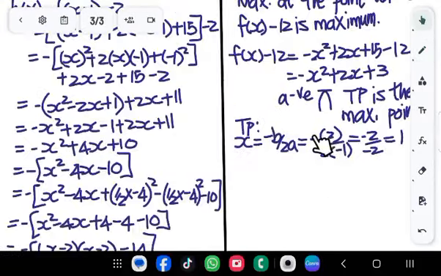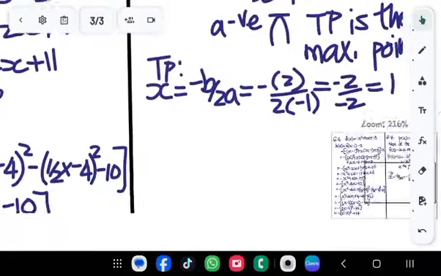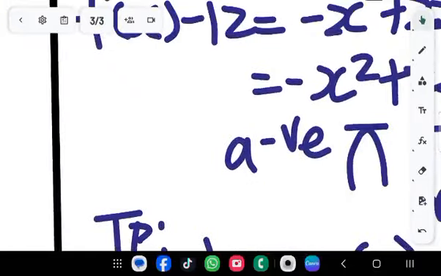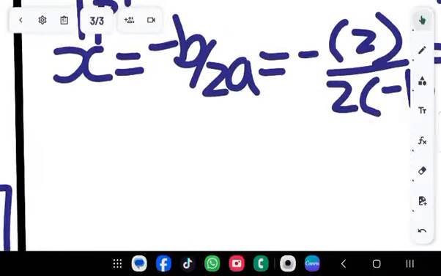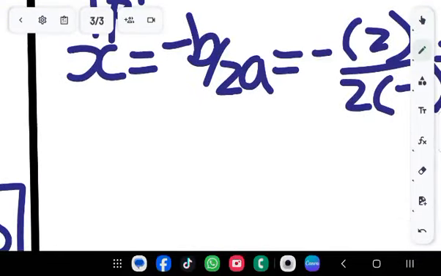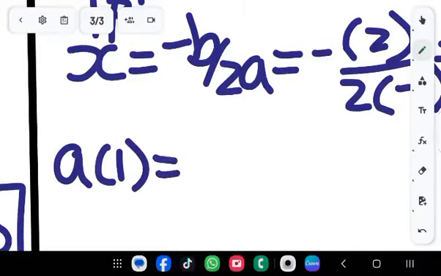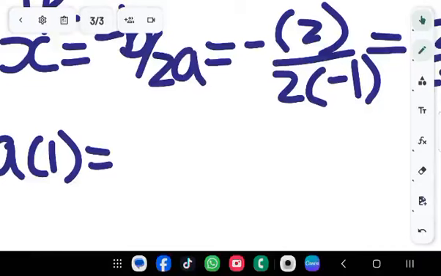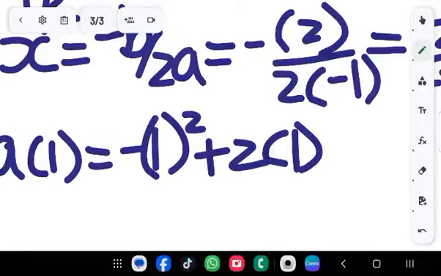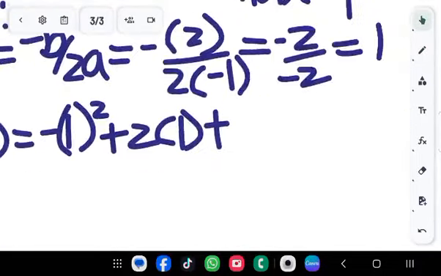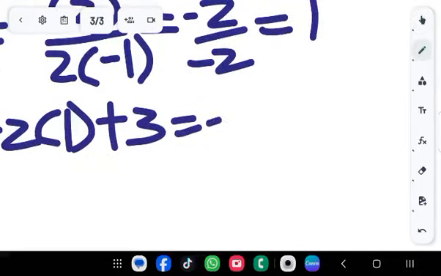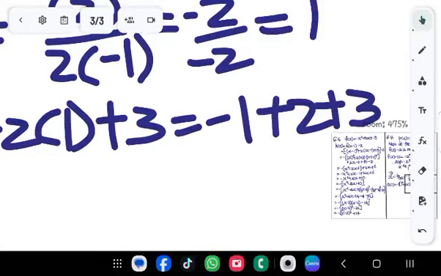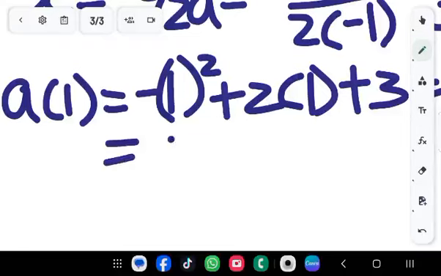All right, now let's substitute this back. Let's call this a of x. Let's substitute that one into a of x to find the y coordinate of that turning point. A of 1 is equals to negative 1 all squared plus 2 times 1 plus 3, which is minus 1 plus 2 plus 3. So that is 5 minus 1, and that gives us 4.